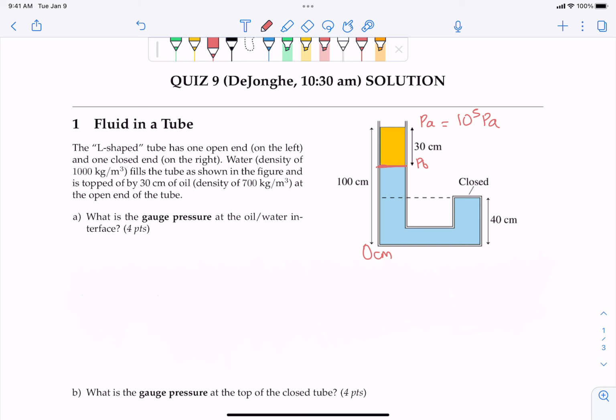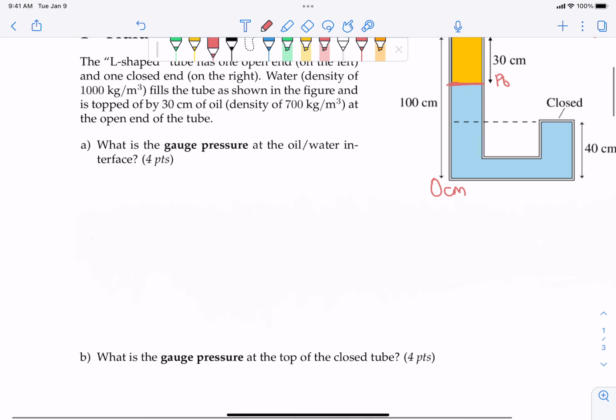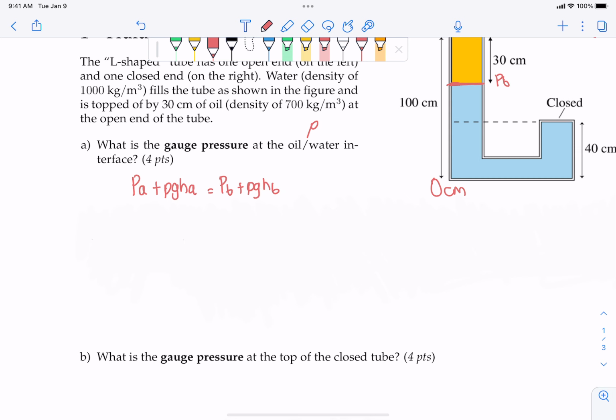Now, how can we get from this known value of pressure to this unknown value? What equation or relationships can we use? The long one. We can use the hydrostatic pressure equation, right? So we can do PA plus rho g HA. Rho is a fancy P, so I'll just call it PGHA. I can't really draw it out that well, but it's a fancy P. Anyway, equals PB plus PGHB, right?